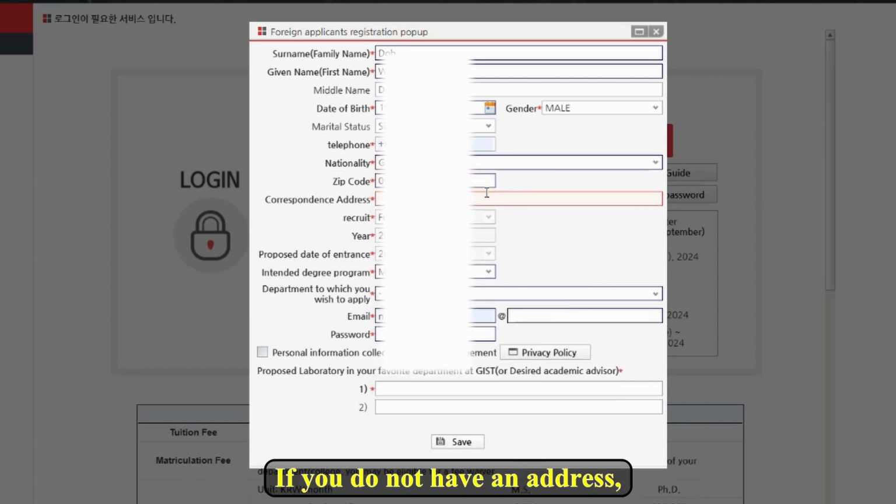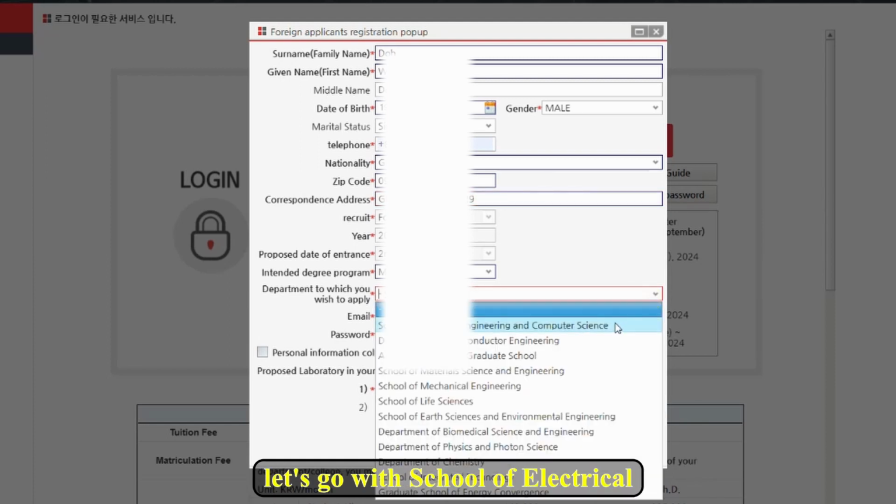If you do not have an address, you can input the university address where you graduated from. Recruiter, it's foreign, you cannot change it. The year is 2024 and it's second semester fall. So which department? We will select, for this situation, let's go with School of Electrical Engineering and Computer Science.